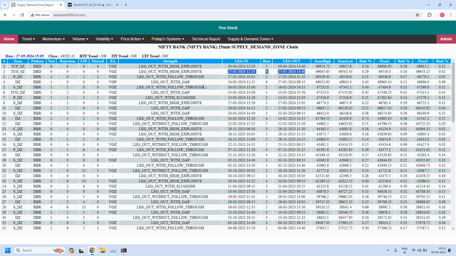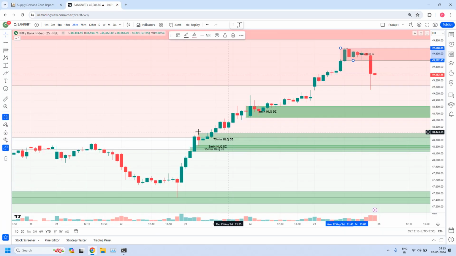A normal demand zone is also created today. 6 base candles, and today leg out candle is created at 9:15. Anyway, our focus is on high liquidity zones. The other high liquidity zones we already drew in the previous analysis, because this is a continuation to the previous analysis we did on Sunday.